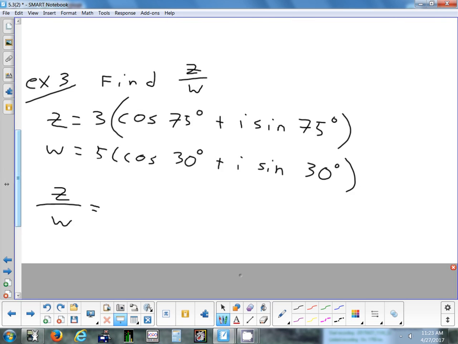All right, so Sydney, to find the radius in the final answer, what am I going to do with the 3 and the 5? Yeah, we're going to divide them. That's my radius, 3/5. Last step is to find the angle. Brianna, what am I going to do with the 75 and the 30? Subtract. You're going to subtract and do it in exactly that order. 75 minus 30 would give me 45. And that's it. That's the answer.